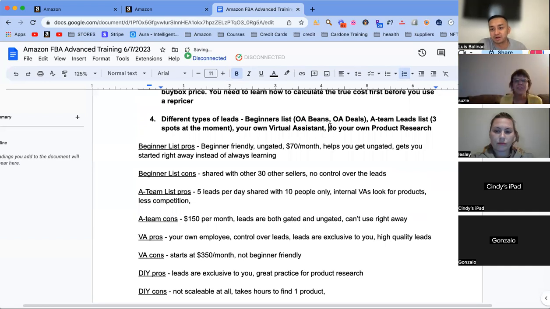The VA to look for products. And then the third one would be your own virtual assistant. The fourth one is doing it yourself, right? You're doing your own product research.